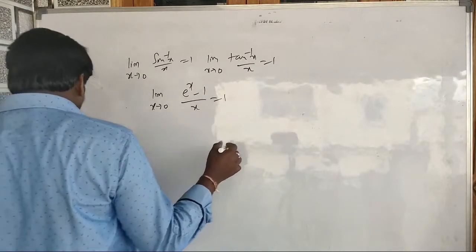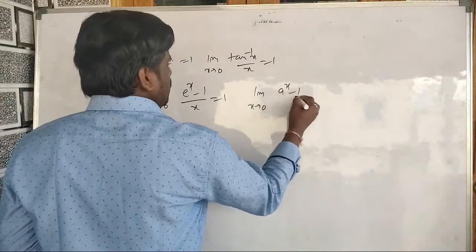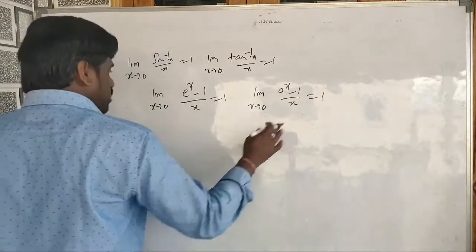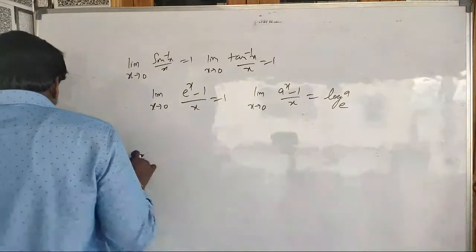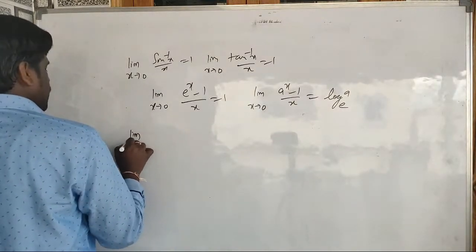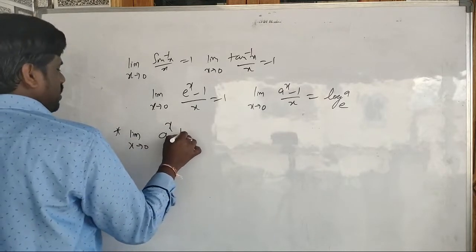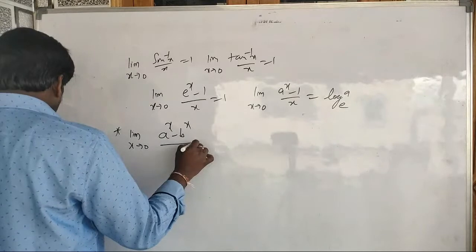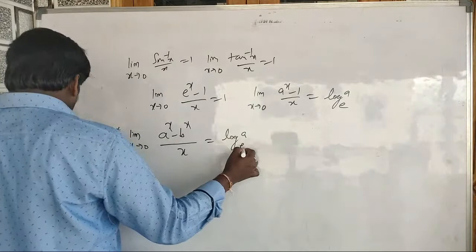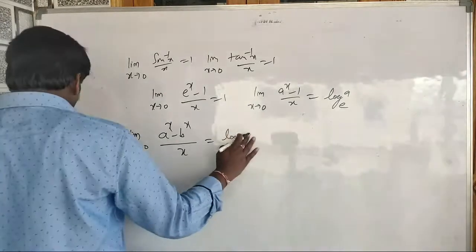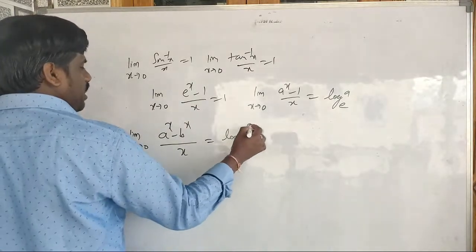These formulas I already wrote. Limit x tending to 0, a power x minus 1 by x is log a with base e. Already I explained all these things. Now, the main thing is limit x tending to 0, which you don't know. Limit x tending to 0, a power x minus b power x divided by x is equal to log a with base e, that is log e of a by b.